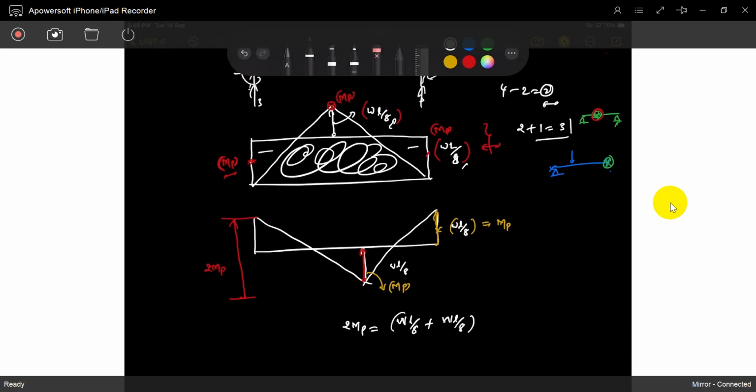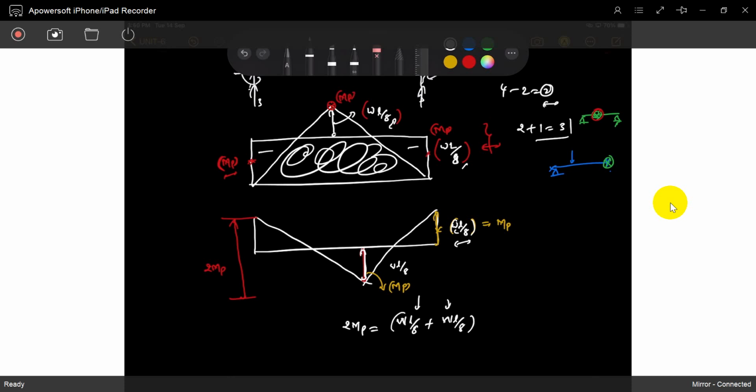This is the acting moment, WL by 2. See, WL by 8 is acting at that location, so if WL by 8 is acting, it reaches the MP. The same thing here also, WL by 8 is acting and equals MP. WL by 8 is the acting bending moment, MP is the resistance. So if you apply WL by 8, this is the collapse load. So W is taken as the collapse load.